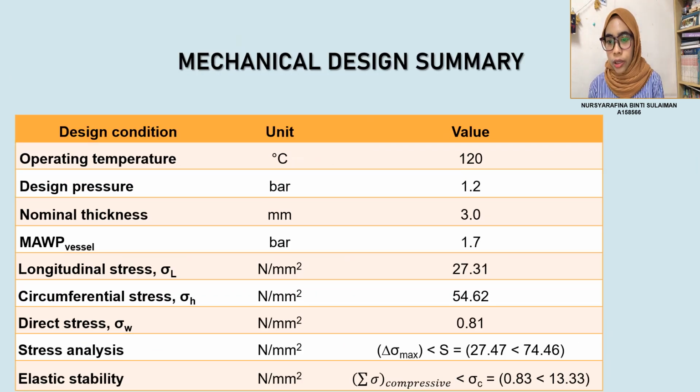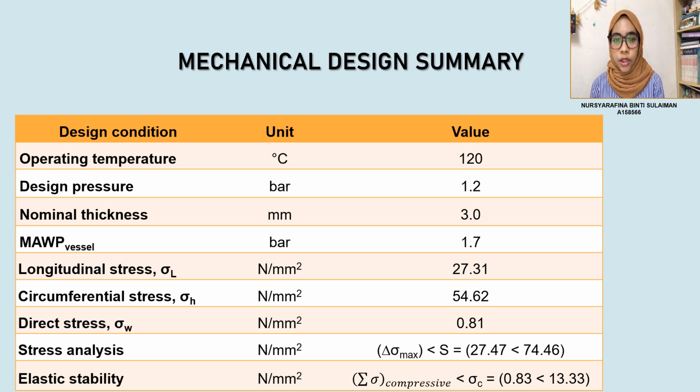Now for the mechanical design, the design pressure and temperature of this vessel is 120 degrees Celsius and 1.2 bar respectively. The nominal thickness of the vessel is 3 millimeters and the MAWP of the vessel calculated is 1.7 psi. Steam is used as the service fluid of the kettle reboiler at 1.7 bar at the tube side.